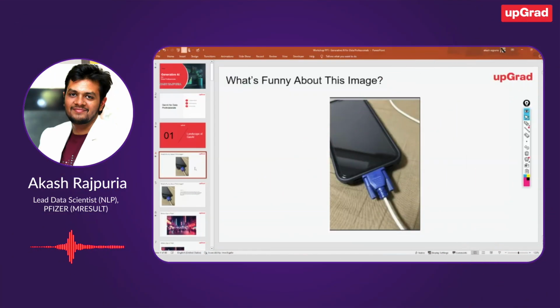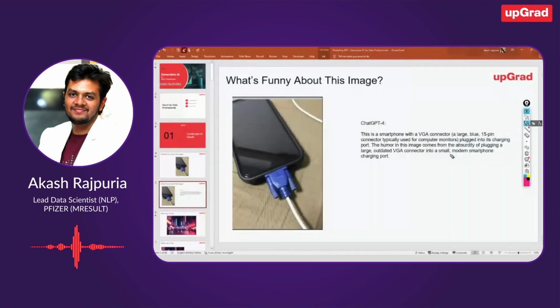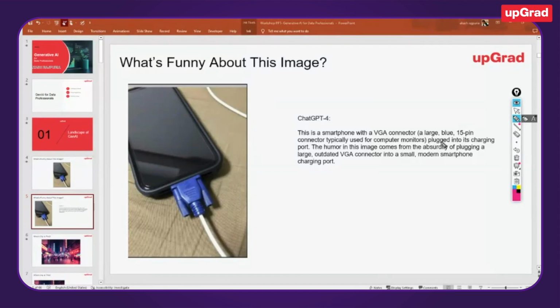Tell me, what do you find funny about this image? This is what ChatGPT 4 generated for this when this image was given to it. So let's try to understand how well it has understood the image. So this is a smartphone with VGA connector plugged into the charging port. This is humour. The humour comes from plugging a large outdated VGA connector into a small modern phone for charging.